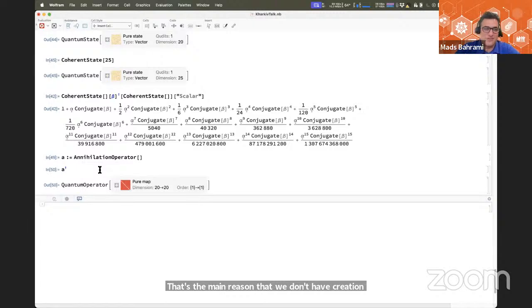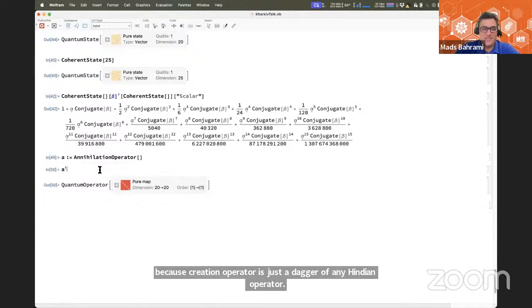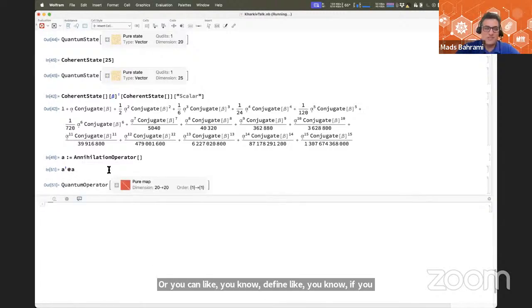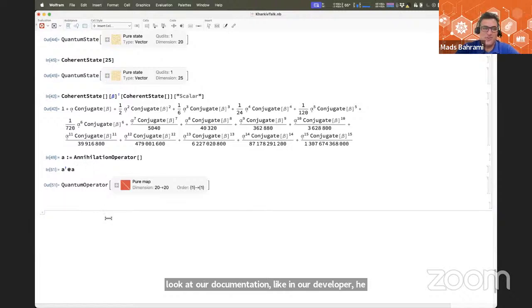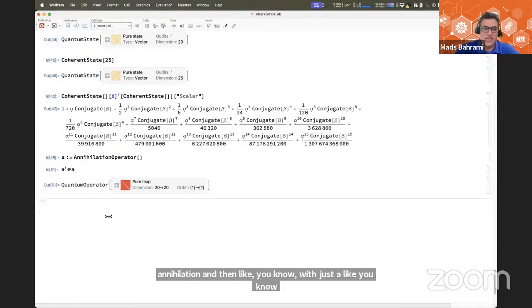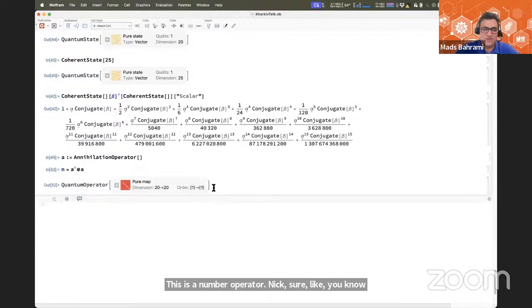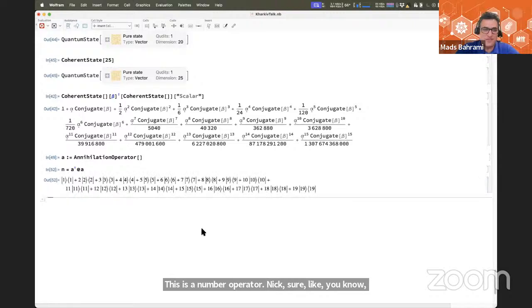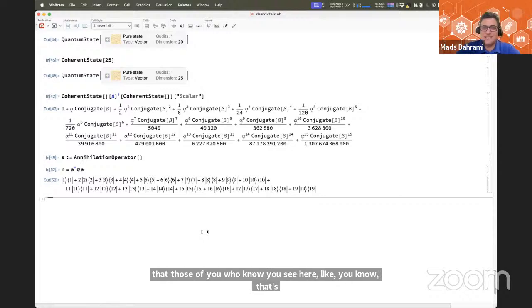Or you can define it, if you look at our documentation, our developer always does it like this. He defines annihilation, and then, oh yeah, this is a number operator. Nick showed the traditional form of the number operator. Here we set the Fock space size as 20, so up to 20, it looks like that.